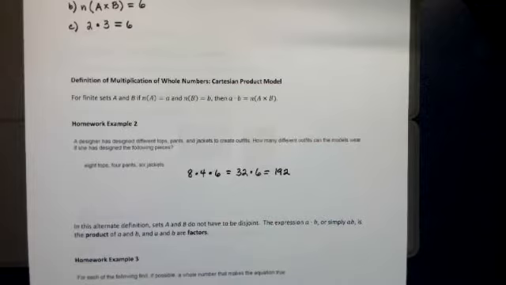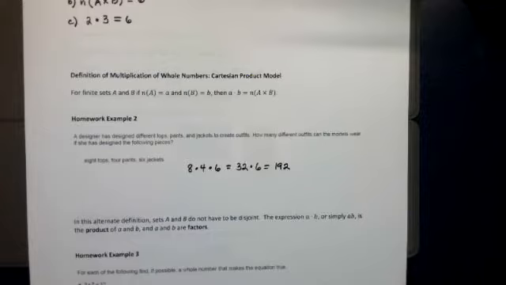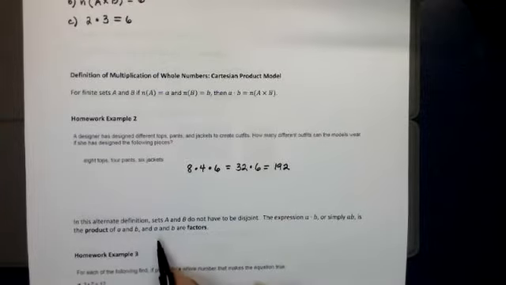Now, in this alternate definition, sets A and B do not have to be disjoint. The expression A times B, or simply AB, is the product of A and B. And the numbers that we're multiplying, the A and the B, are considered to be factors. So when we multiply something and we get an answer, that answer is considered to be the product of your factors.